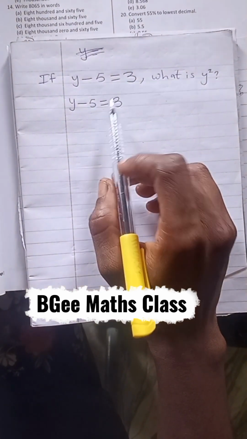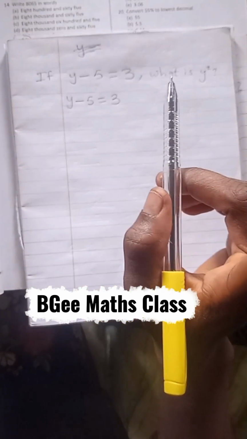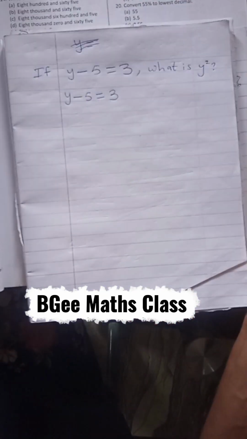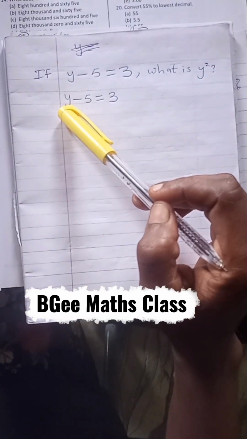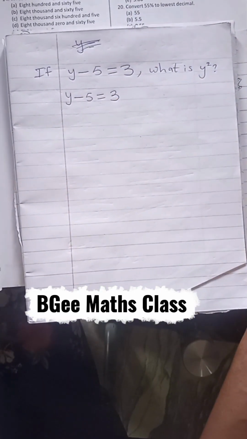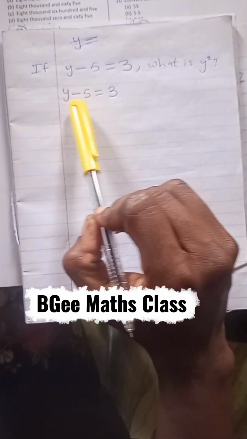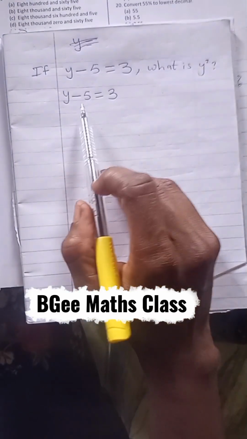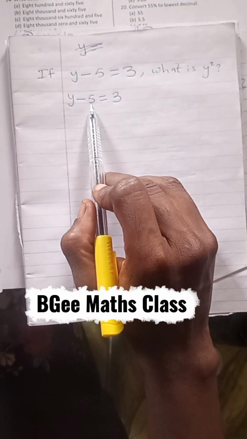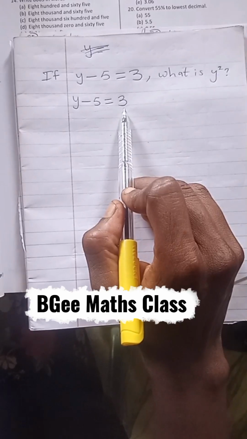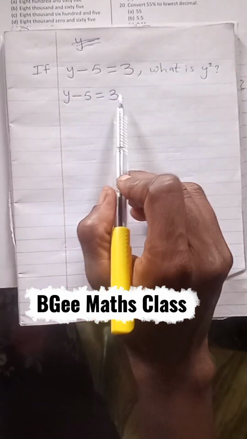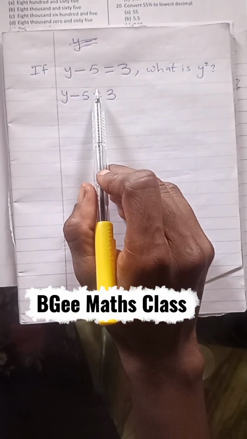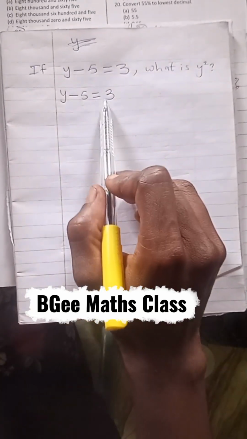Now, the question is, how do I look for y? The first thing you must note is, I cannot solve y minus 5. It's impossible, right? y is a letter, 5 is a number. So there is no way I can solve this. I have a number here, which is minus 5, and I have a number here, which is 3, and the two of them are not together. They are separated by this equality sign.